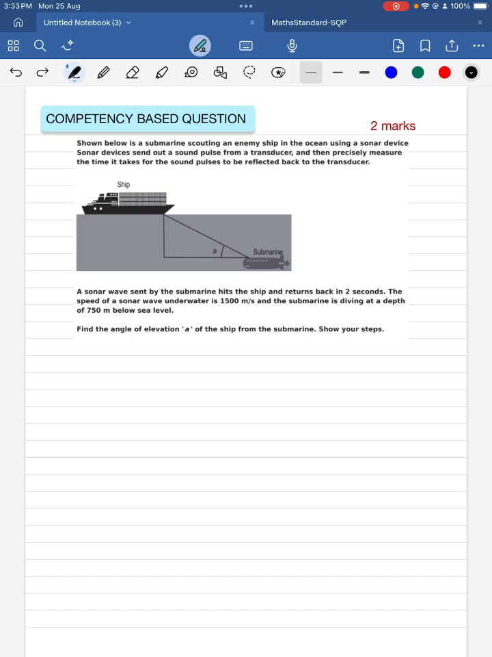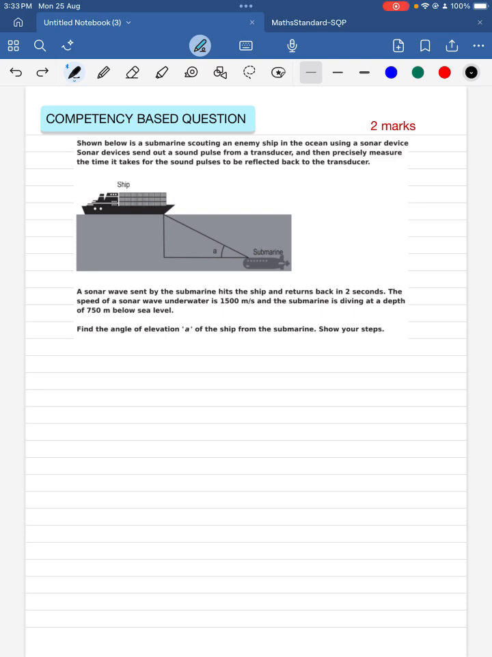Shown below is a submarine scouting an enemy ship in the ocean using a sonar device. Sonar devices send out a sound pulse from a transducer and then precisely measure the time it takes for the sound pulse to be reflected back to the transducer. Now, a sonar wave sent by the submarine hits the ship and returns back in 2 seconds.